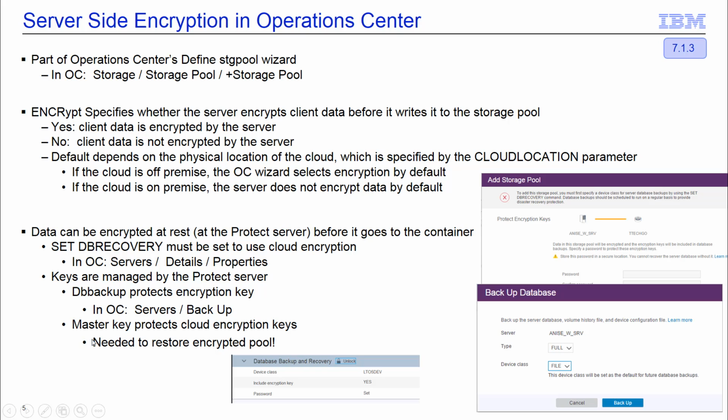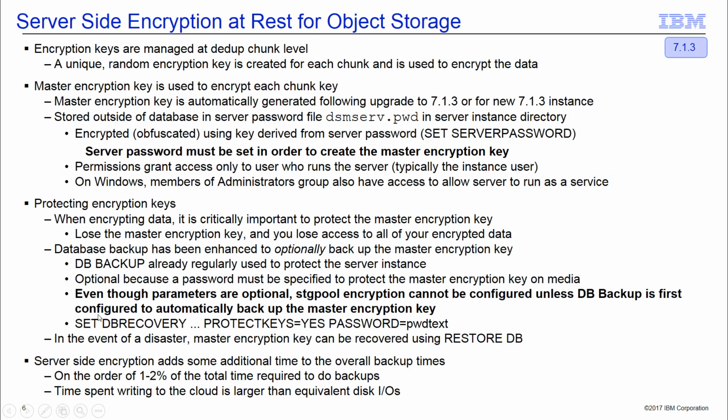To get into more details on that, when we are encrypting on the Spectrum Protect server side, we're managing at the dedupe chunk level. A unique random encryption key is being created for each chunk, and that's used to encrypt the data. We then have a master encryption key that is used to encrypt each chunk key. And the master encryption key is automatically generated when you either upgrade to 7.1.3 or above, or when you install a new Spectrum Protect server at 7.1.3 or above.